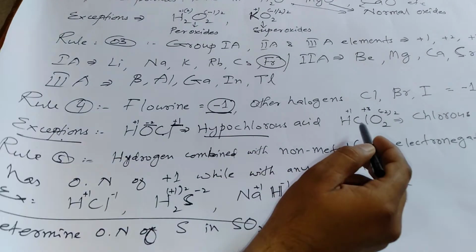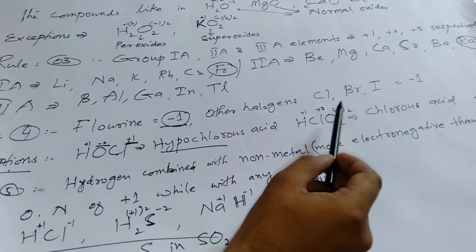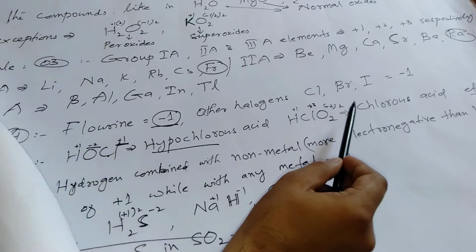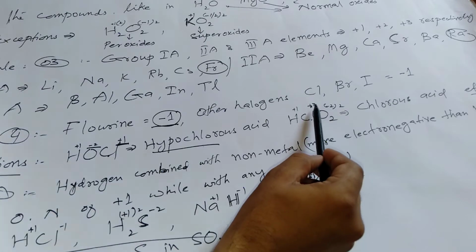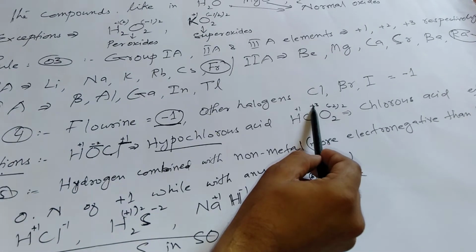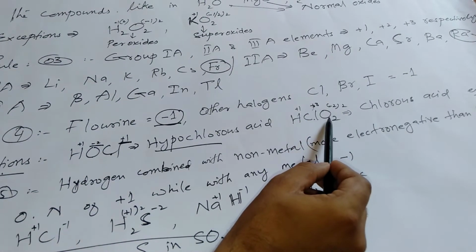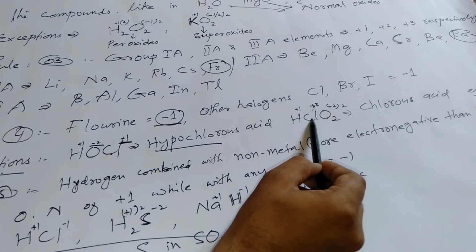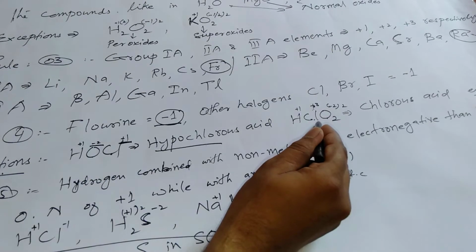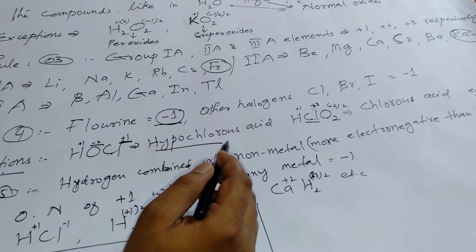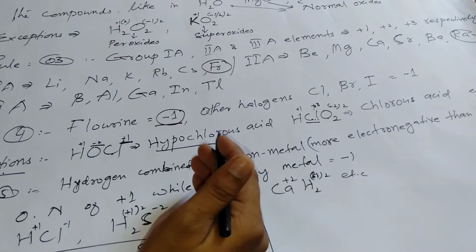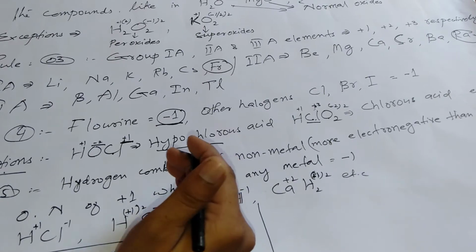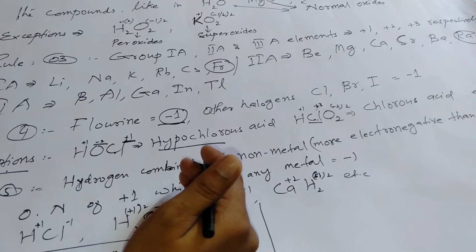Similarly, in chlorous acid, chlorine has +3 oxidation number. Here the reason is also that oxygen is more electronegative than chlorine, so chlorine has +3 oxidation number here. While in the rest of the other compounds in which chlorine is not bonded with oxygen, chlorine has -1 oxidation number.